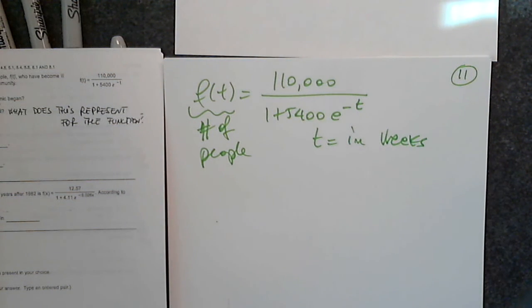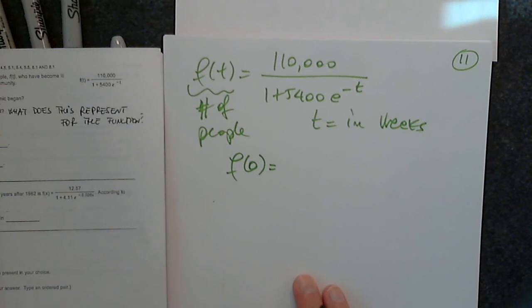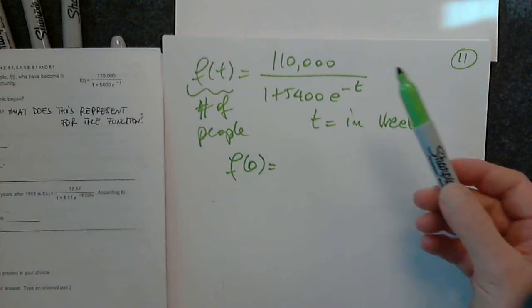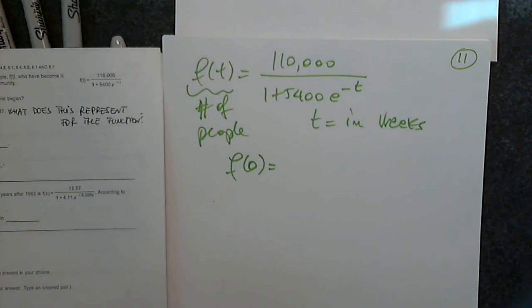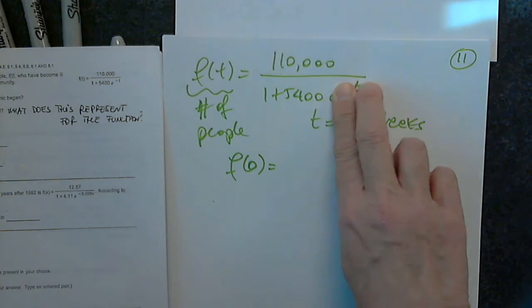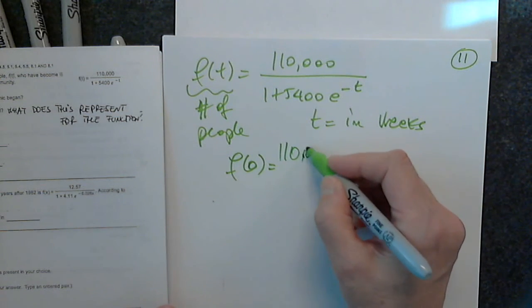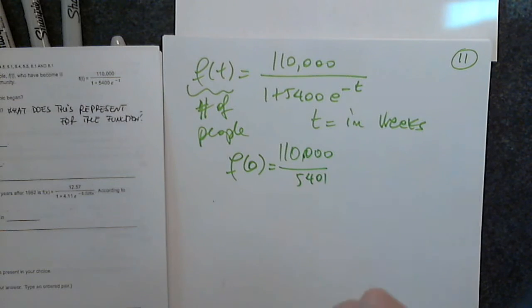So it's obviously time. Okay, how many people became ill with the flu when the epidemic began? Exactly, f of t, you mean f of 0, initially. Very good. So let's do this together. How much is e to 0? 1. How much is 1 times 5,400? How much is 5,400 plus 1? So all we have to do is divide by 5,401.